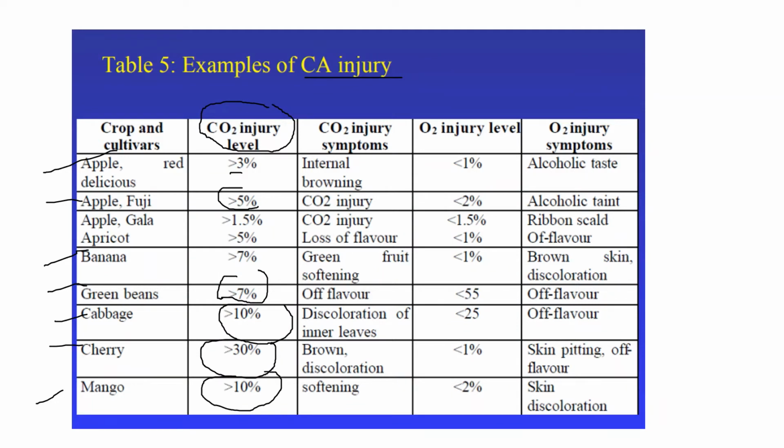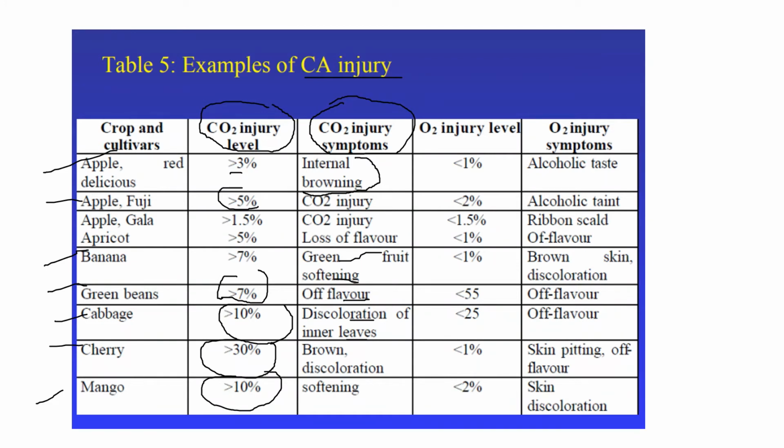So CO2 injury symptoms. How do we observe it? How do we know that the plant is suffering from these symptoms or this type of injury? It can be observed by seeing the fruit's internal browning, green fruit softening, off flavors, and discoloration of inner leaves, and all of these factors are generally observed in fruits.